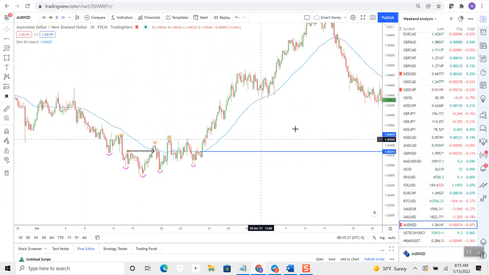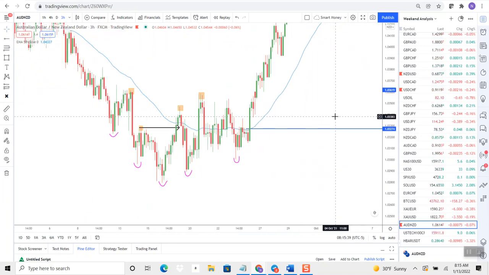So let's go down to the 3-hour time frame, AUD NZD. Obviously, we are starting to slow down in price.